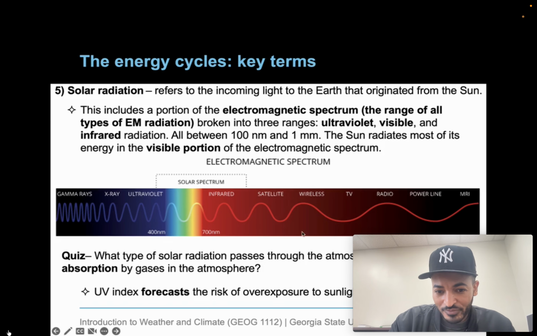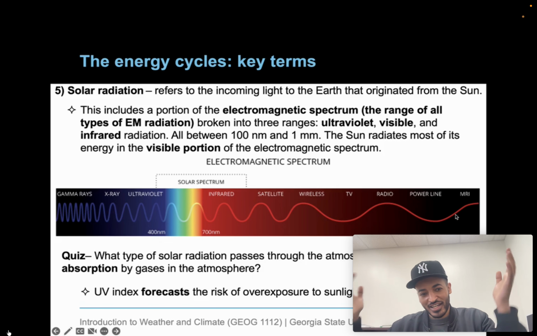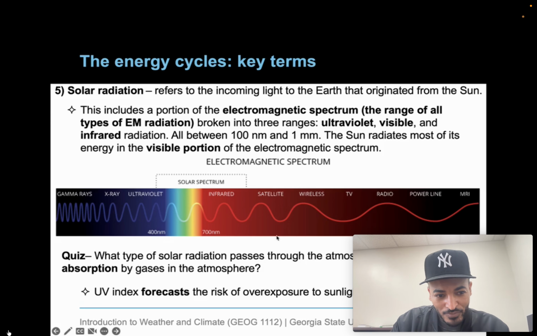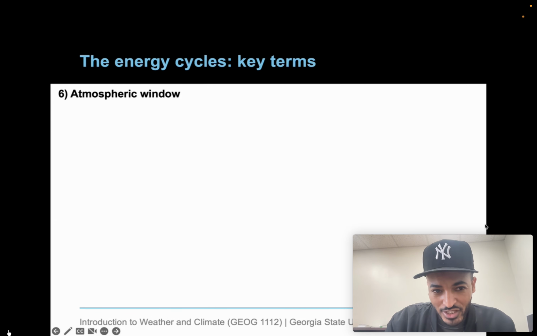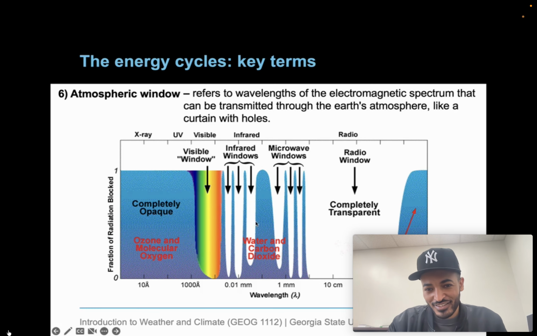And so if I ask you, for instance, what type of solar radiation passes through the atmosphere with little absorption by gases in the atmosphere? It has to be the long wave radiation, as you see here in this figure.